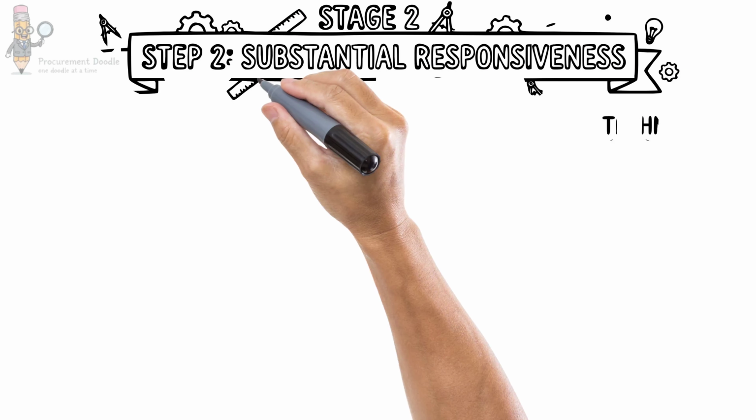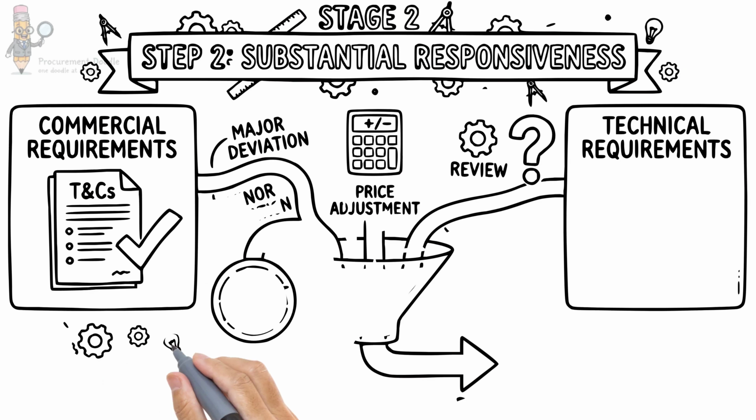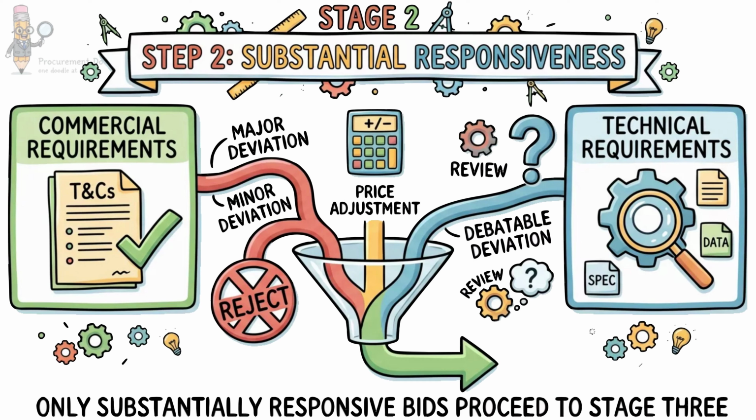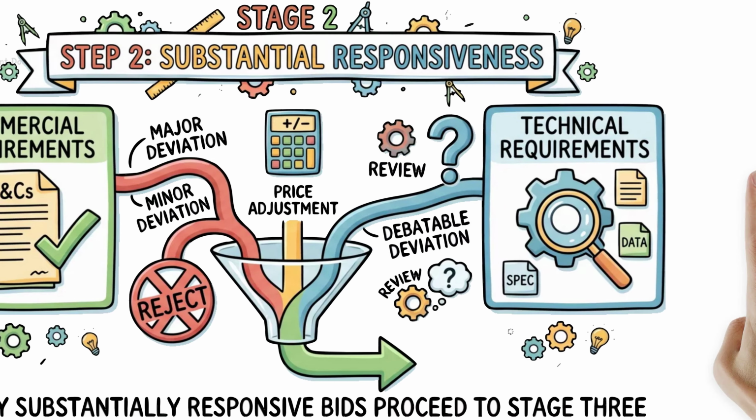Stage 2, Step 2, examines substantial responsiveness to both commercial and technical requirements. Deviations found are categorized as major, minor, or debatable. Major deviations lead to rejection, minor deviations are accepted with a price adjustment for comparison. Only substantially responsive bids proceed to Stage 3.